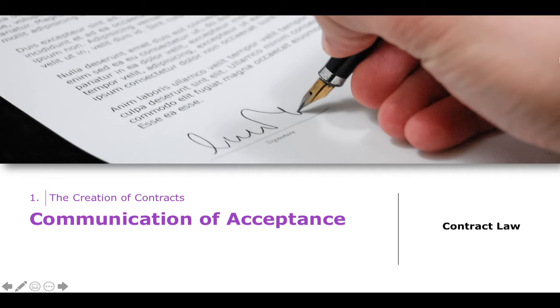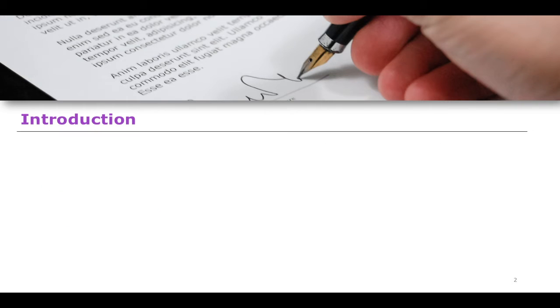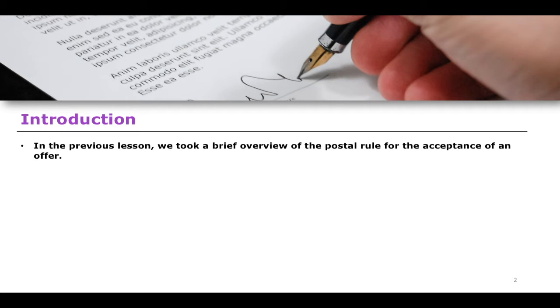In previous lessons, we've been talking about various different ways and methods of offering a contract, offering to contract, should I say, versus the acceptance of an offer. This lesson is going to focus on this in more detail and talk about the communication of acceptance, how acceptance has to be communicated to the offeror in order for a contract to have any kind of validity.